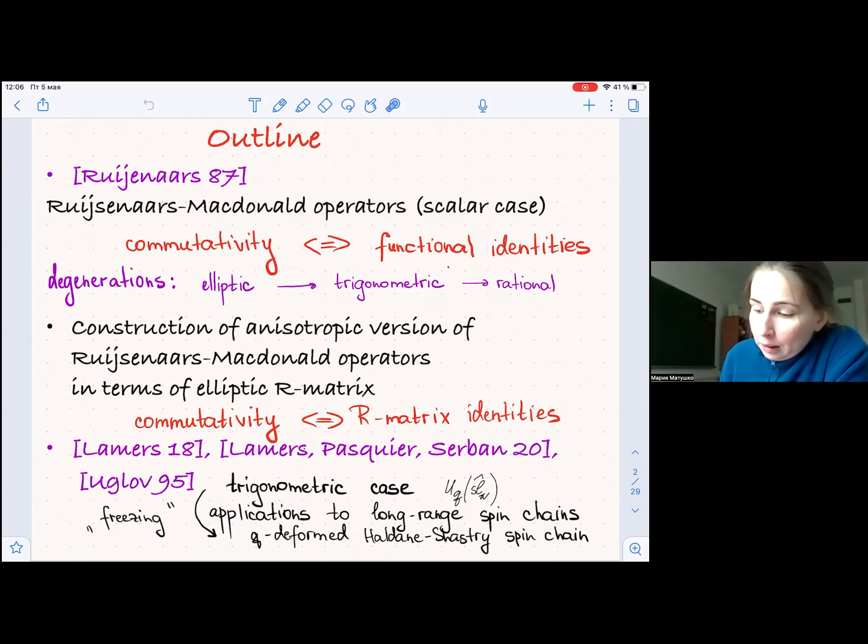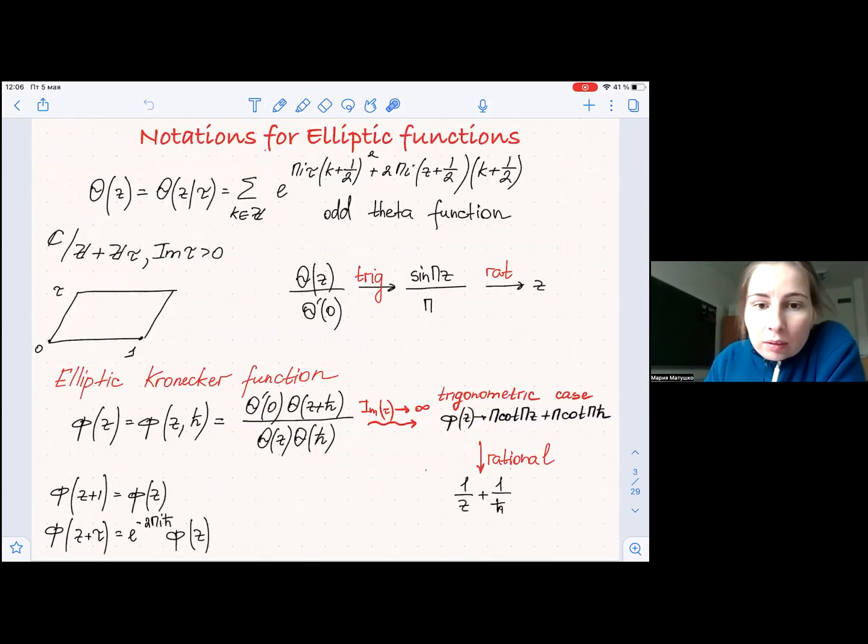So this is my plan, and I start from the old story, the quantum Ruijsenaars model, and tell you how Ruijsenaars proved the commutativity of his operators. Firstly, I show you some notations which I will use for elliptic functions. I will use the odd theta function. This is my notation, and this is a function on the torus with periods 1 and tau, so the imaginary part of tau is more than 0, and this is the formula for the odd theta function.